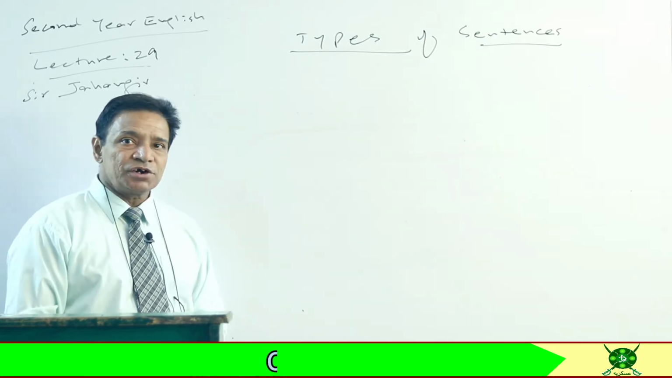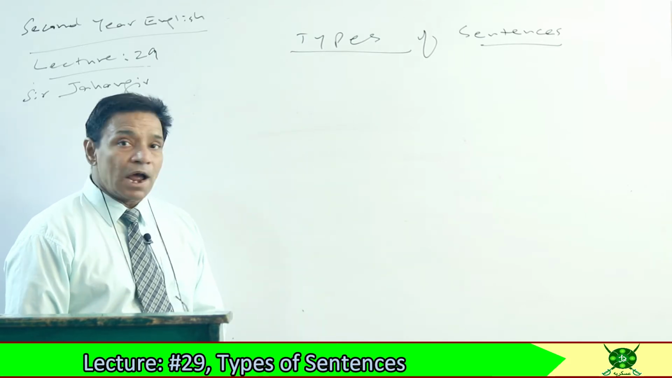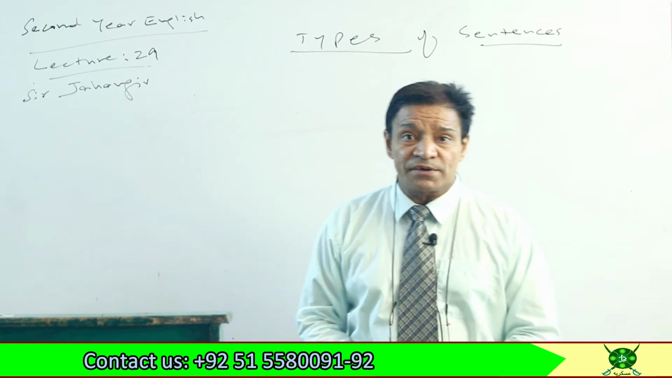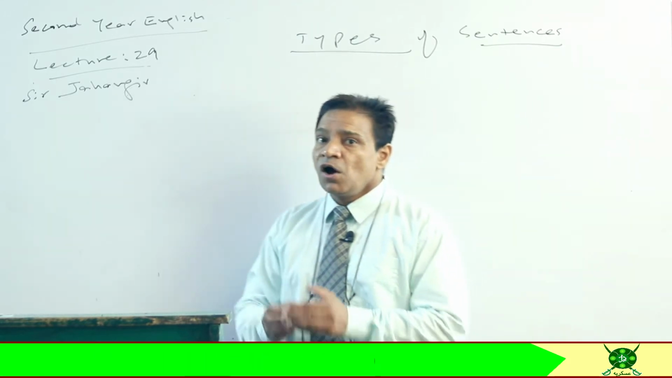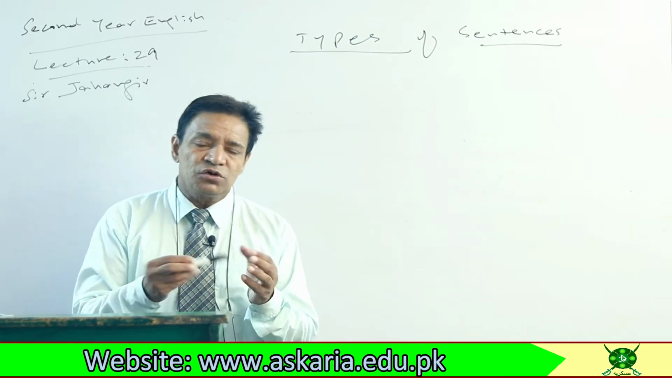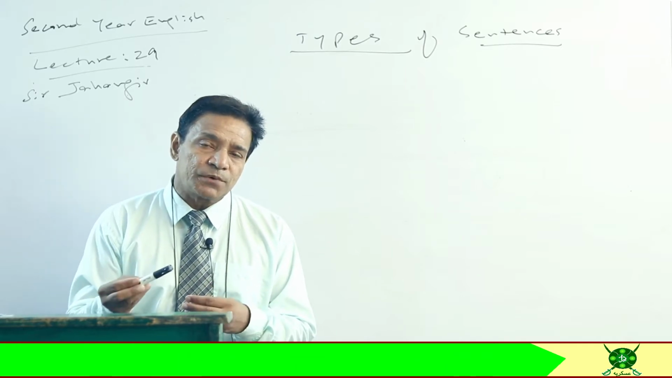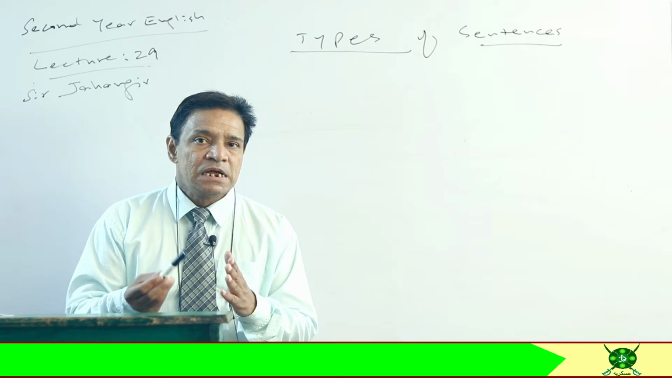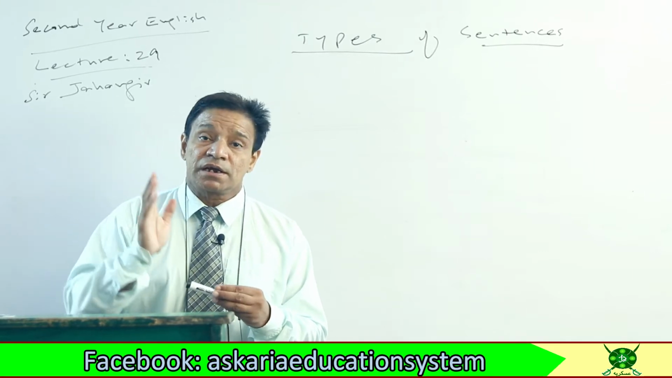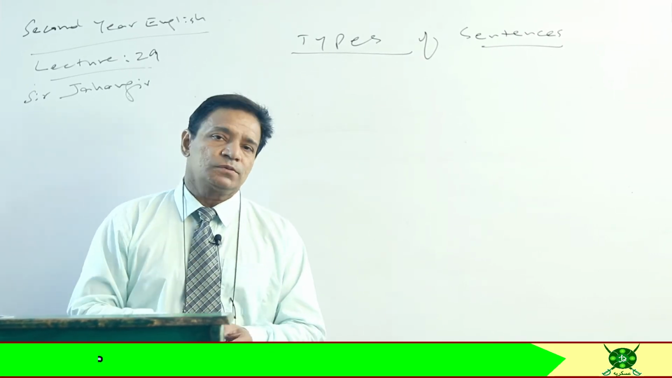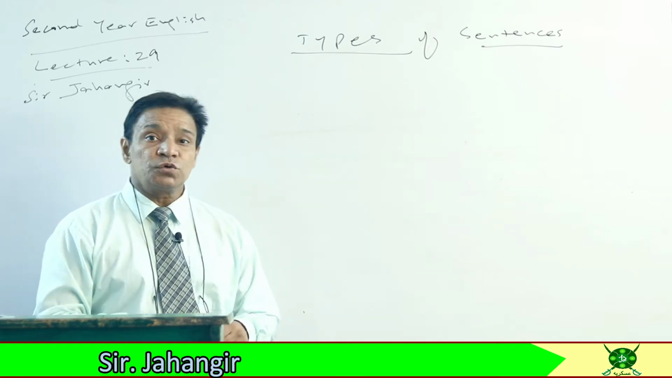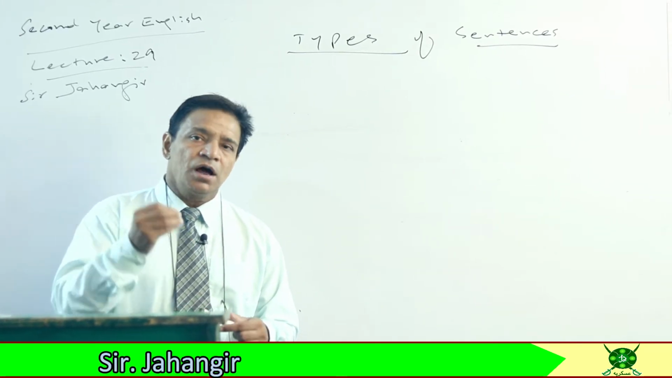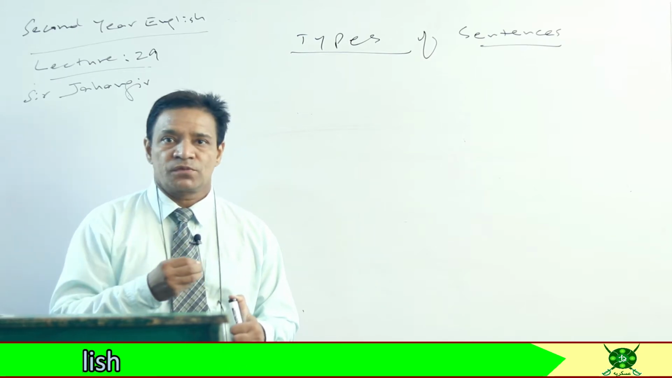So in this lecture, I'm telling you about type of sentence. In the previous lecture I told you about the kind of sentences, and there I told you that often students intermingle. They don't know what is the difference between type and kind. The main difference: kind of sentence means related to function, and here it is related to structure. Structure of especially clauses.